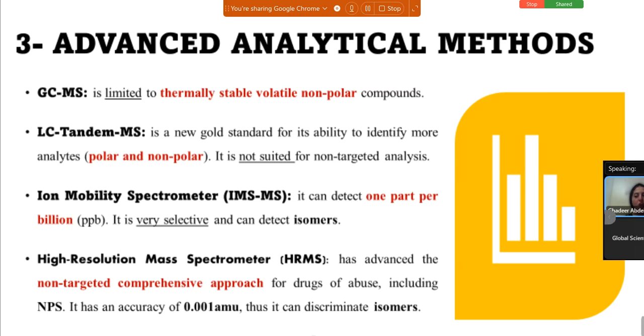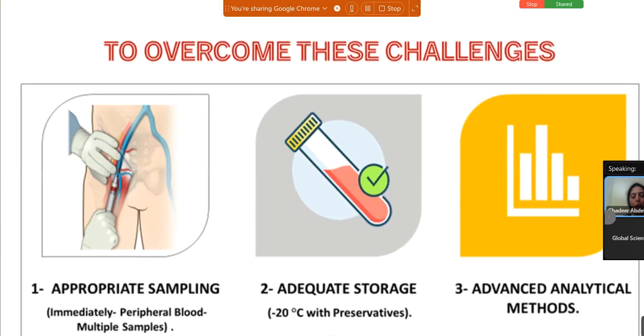And the most important one is high-resolution mass spectrometry, which has advanced the non-targeted comprehensive approach for drugs of abuse, including new psychoactive substances. It has an accuracy of 0.001 atomic mass unit, thus it can discriminate isomers. Well, again, to overcome the postmortem toxicology challenges, we have to use appropriate sampling, especially peripheral blood as soon as possible, and do adequate storage at -20 degrees Celsius with preservatives, and finally utilize advanced selective analytical methods.